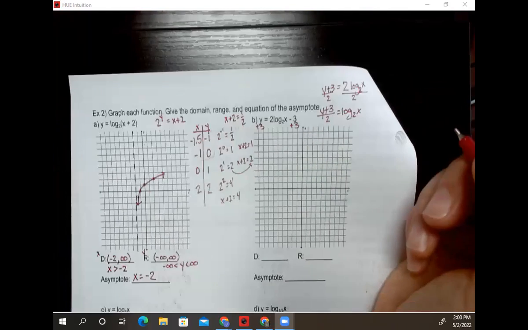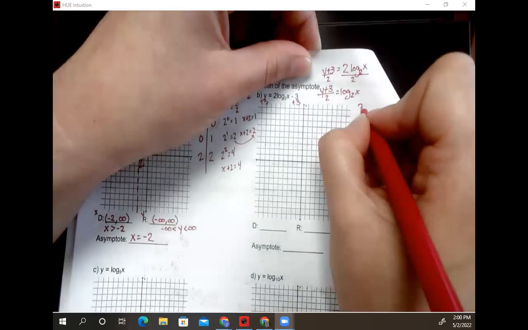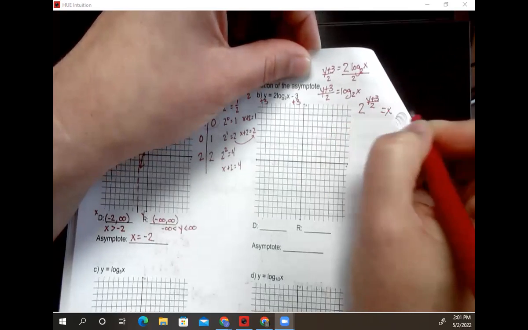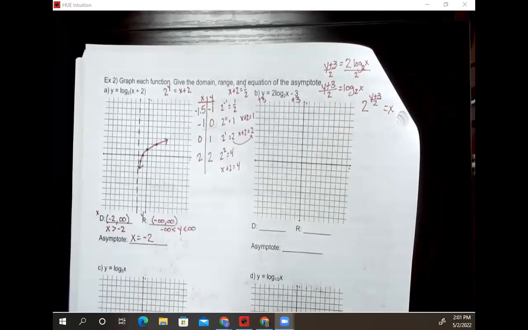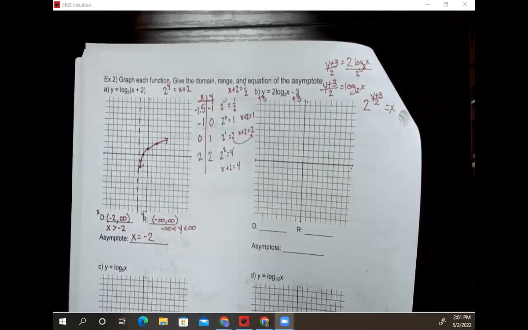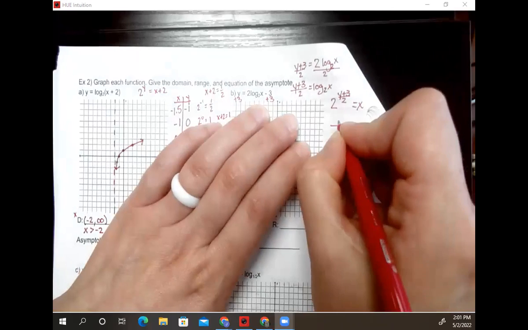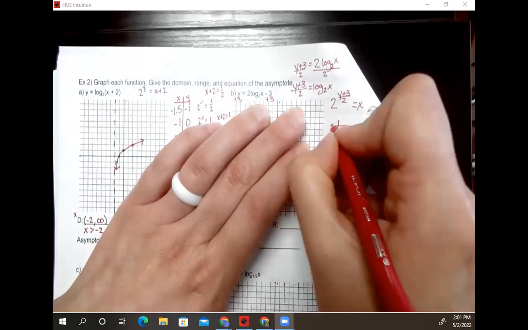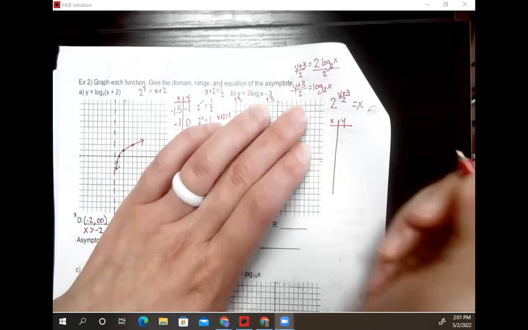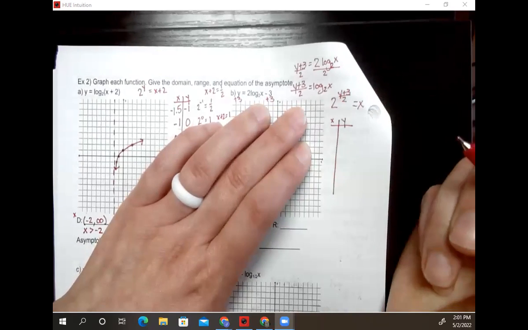Now I've got the log by itself, so I'm going to rewrite this in its exponential format. This would be 2 to the (y+3)/2 power equals x. Now that is a messy exponent, but that's okay because what we're going to do, again, is pick values to plug in for y. So it's okay if the exponent's a little gross because I get to pick what I plug in here.